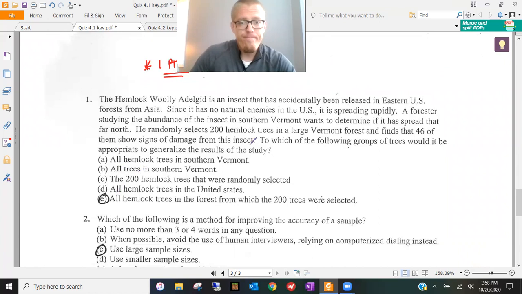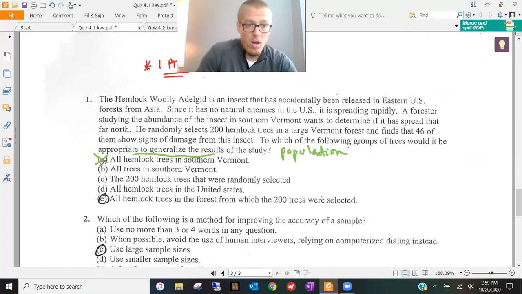All right. Again, sample versus population. To which of the following groups of trees would it be appropriate to generalize the results? In other words, who is the population here? This is asking which of the following is the appropriate population. I can't say all hemlock trees in southern Vermont because I didn't choose from all different places in southern Vermont, okay? I can't say all trees because it was only hemlocks anyway, and certainly not in southern Vermont. I can't say the 200 because that's the sample. This is describing the sample I chose. I can't say all hemlock in the United States for the same reason I can't answer A.